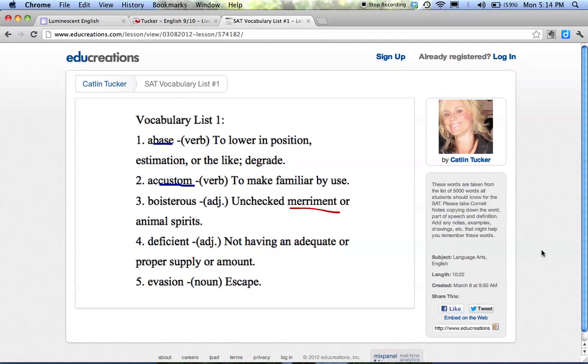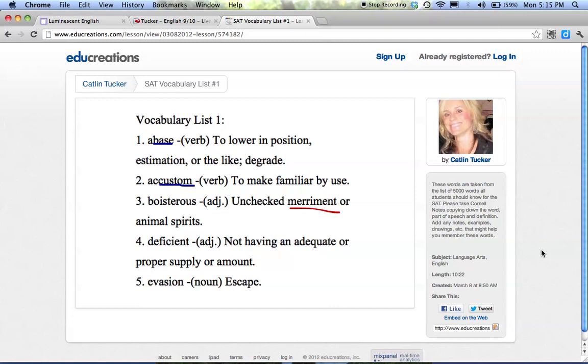Number 4 is deficient. Deficient means not having an adequate or proper supply or amount of something. So it's a describing word. So someone who is deficient in vitamin B, they're not getting enough vitamin B for their body to be totally healthy. So they're going to have to eat more vegetables that have vitamin B in them, or whatever kinds of food, to increase their levels of vitamin B to become more healthy. So deficient just means not having enough of.